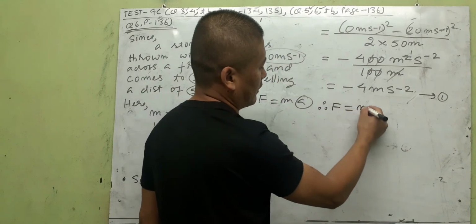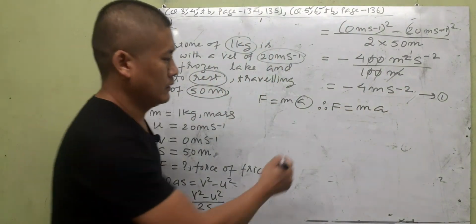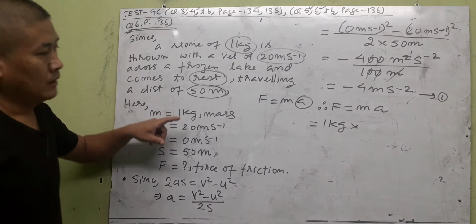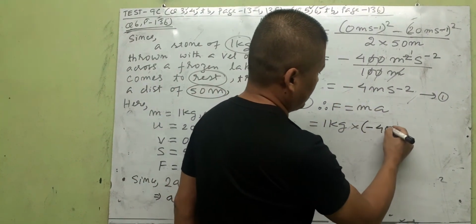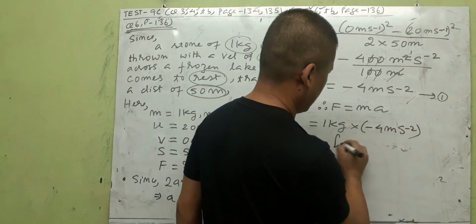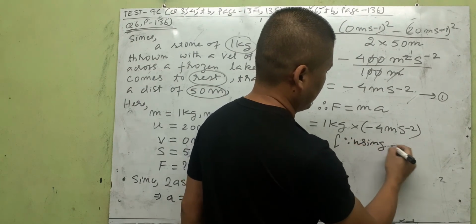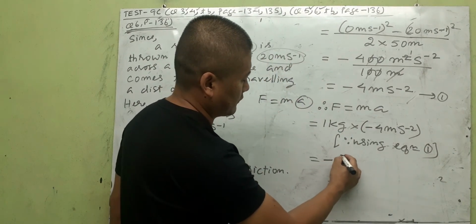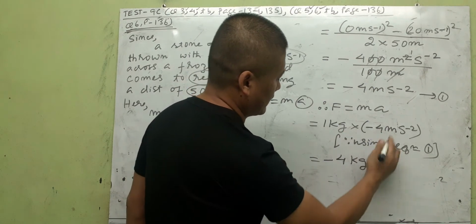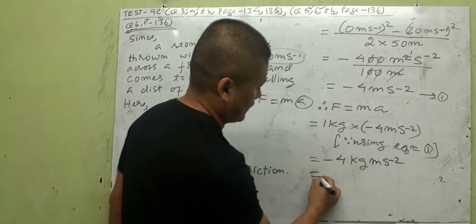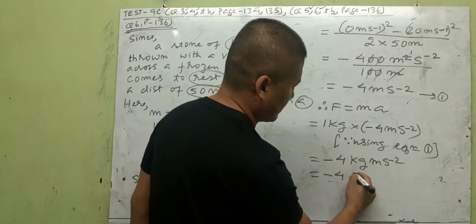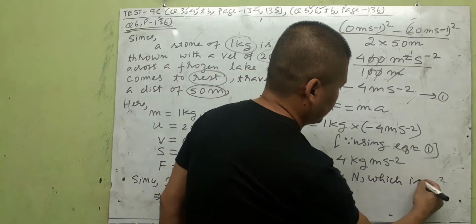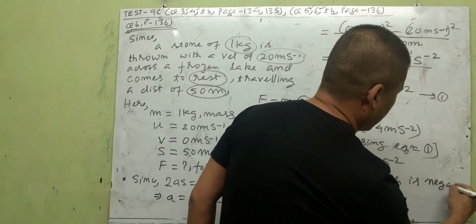Therefore, friction force can now be calculated, M into A. That will be equal to M is 1 kg, the stone is of 1 kg mass, as you can see here, into acceleration, just now minus 4 meter per second square, using equation number 1. Plus and minus is minus. 1 into 4 is 4 kg meter per second square. And we know that kg meter per second square is the unit of force, which can be changed to Newton. So we write here Newton, which is negative, that means minus.